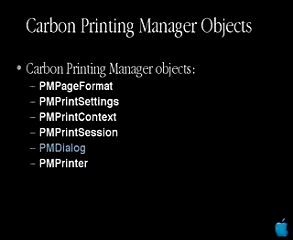And then lastly, we have the PM printer, which represents the target printer. You use the accessor functions of this object to get specific features about the printer, such as driver version, resolution, and the PPD file that's associated with it.